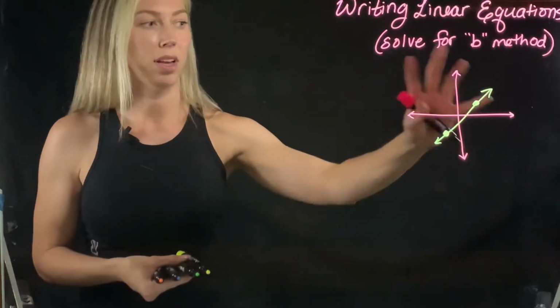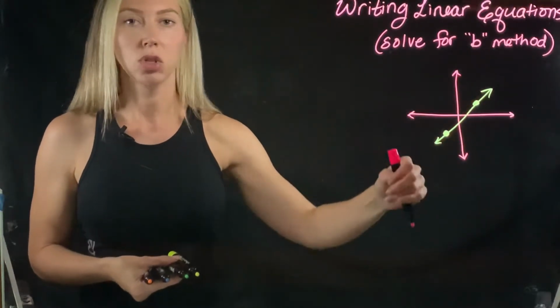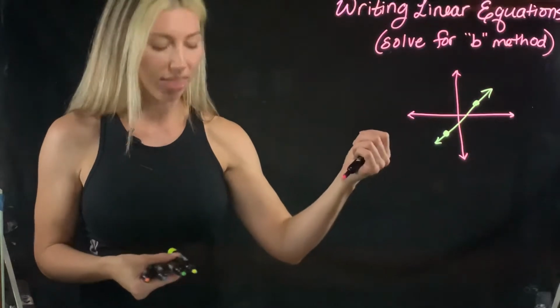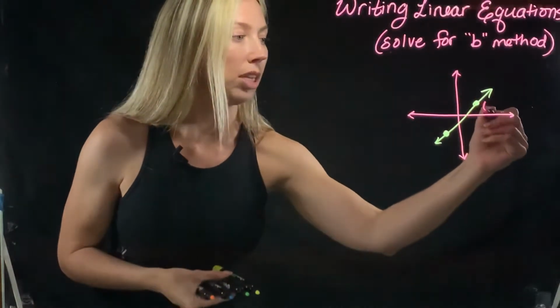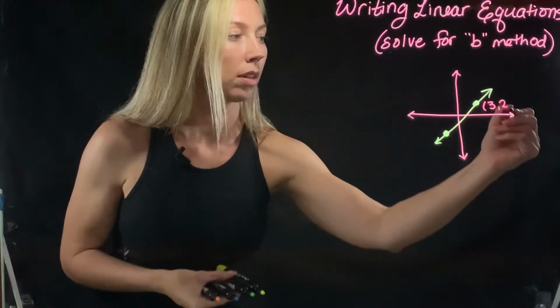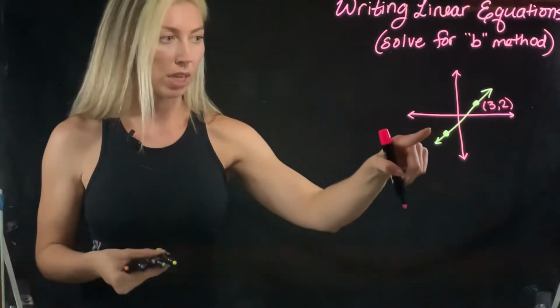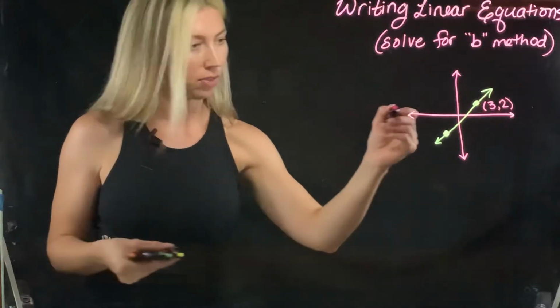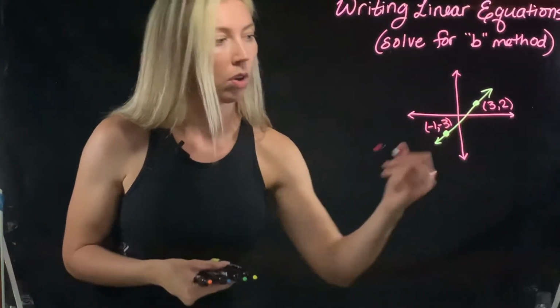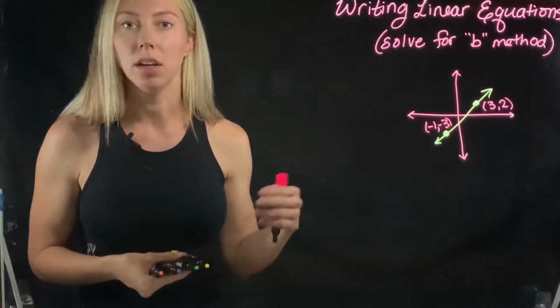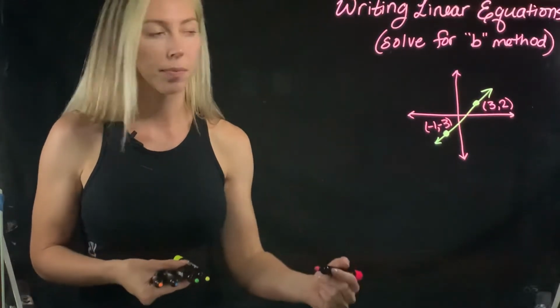So the first thing will be to actually figure out what coordinate they are. I don't have a grid behind this, so let's just pretend that this point was 3, 2. And let's pretend that this point is -1, -3. So that'll be dependent on whatever problem you're starting with.